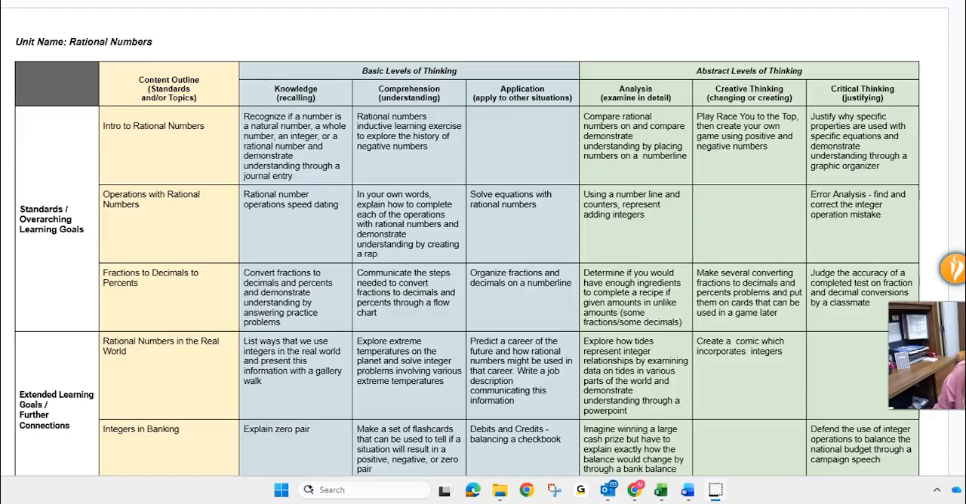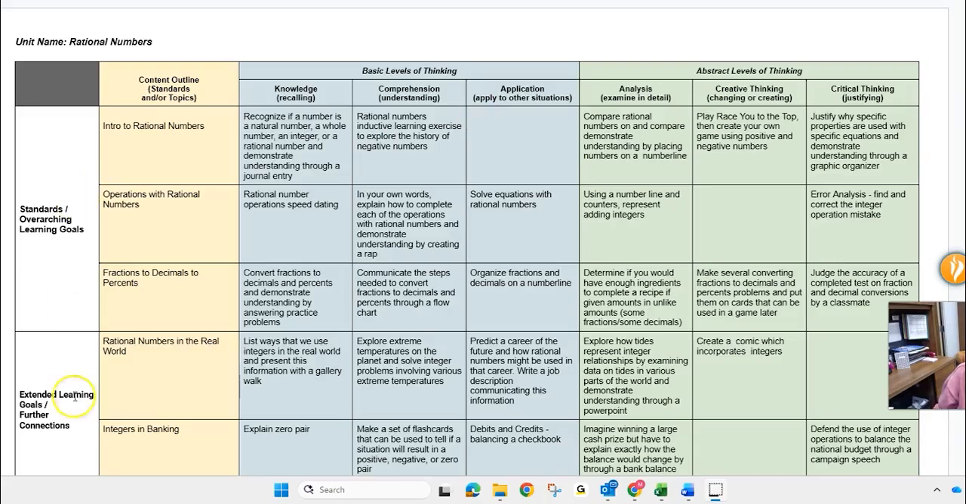One of my favorite tools to use when I'm creating lessons is the Curry-Samara model. And I don't fill out every box. I start with a plan with my content, and in this case I'm using the example for rational numbers in a math lesson, and then I'm looking over the top for the basic levels of thinking: the knowledge, comprehension, application, and then more abstract, the analysis, creative thinking, and then critical thinking.